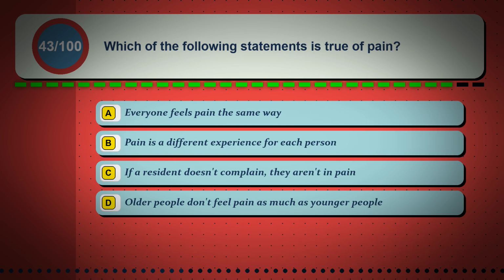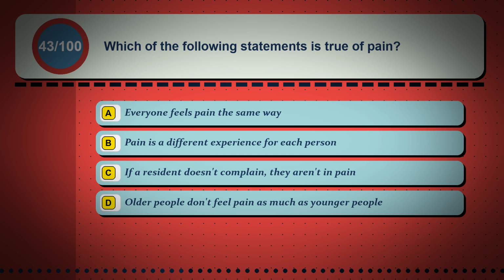Question 43. Which of the following statements is true of pain? Option A, everyone feels pain the same way. Option B, pain is a different experience for each person. Option C, if a resident doesn't complain, they aren't in pain. Option D, older people don't feel pain as much as younger people.